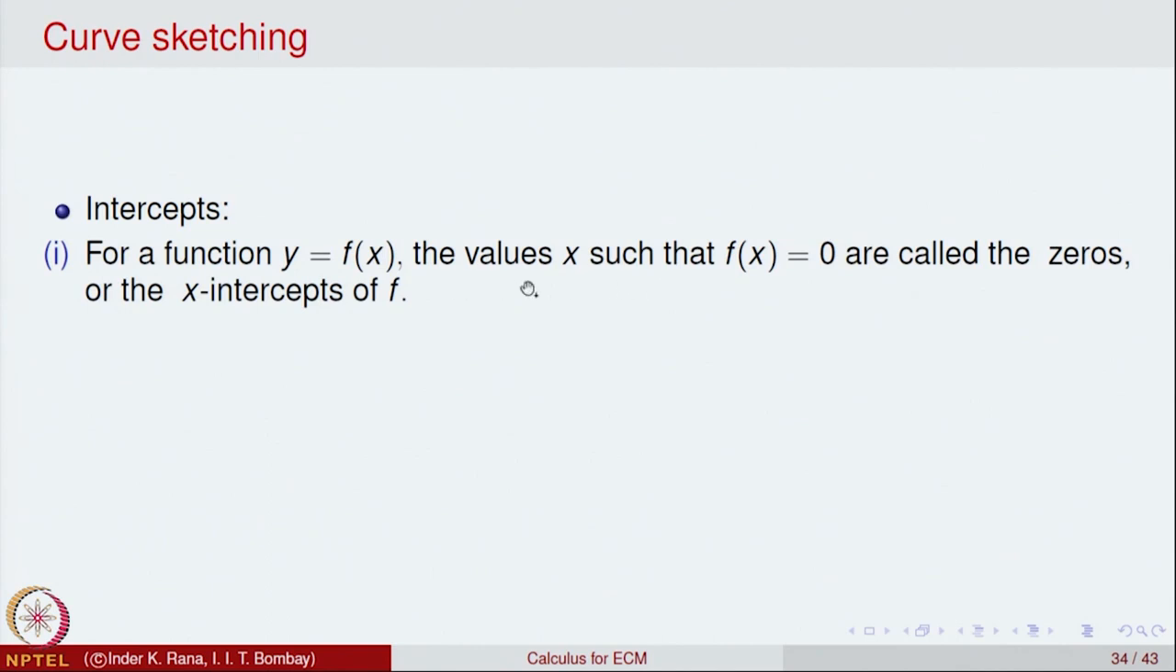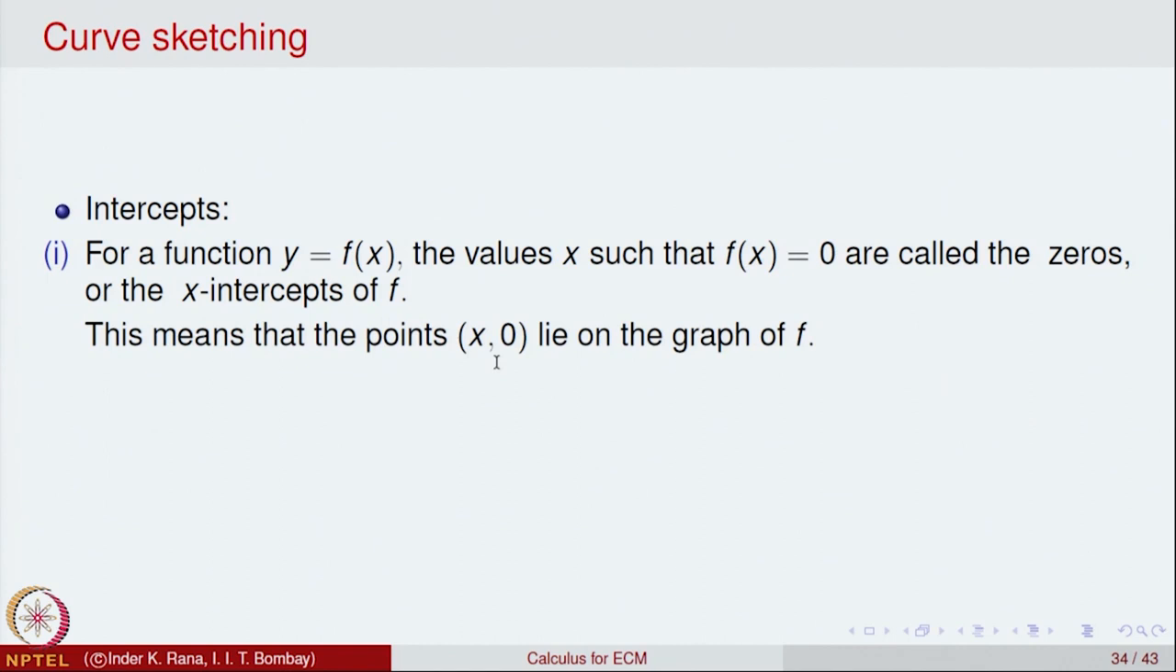So, if y equal to f of x is a function, say that f of x is equal to 0, what is f of x? That is y. So, y equal to 0. The zeros of the function are called the x intercepts. Those values which give you y equal to 0 are points on the x axis through which the graph of the function has to cross. That is what you call the x intercepts. So, the point x comma 0 will lie on the graph for all values of x for which this is true.